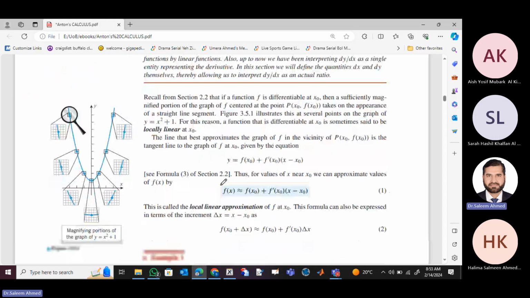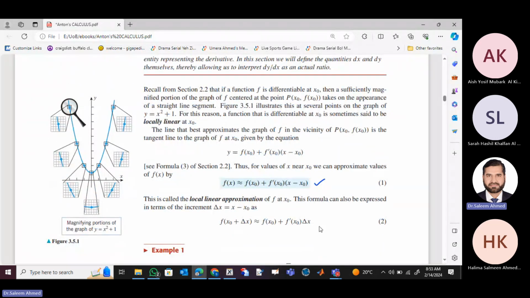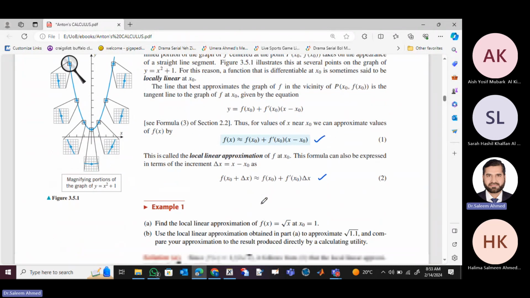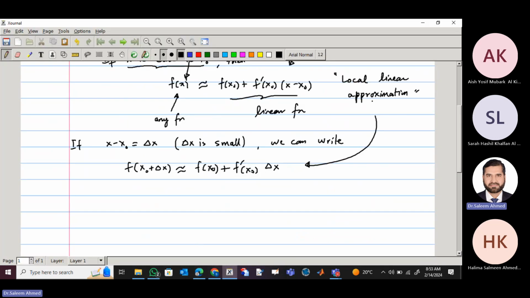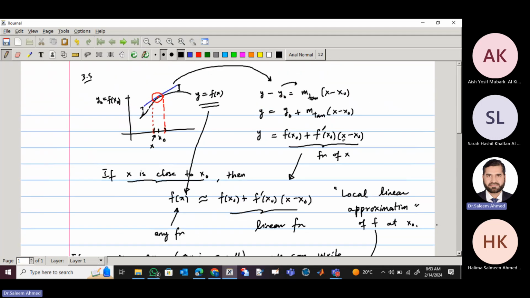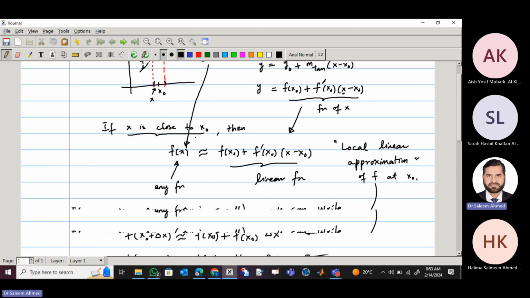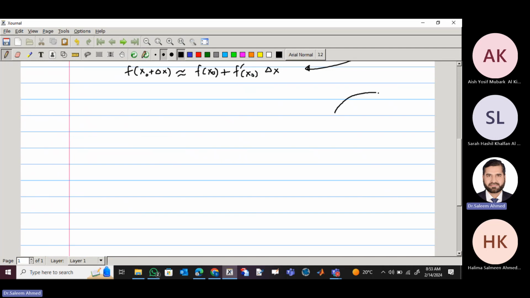If you see here, these are two things written here, this one and this one. This is called local linear approximation of f at x naught. If I change x naught, the approximation will change. If I take some other x naught here, my tangent will be like this. If I take x naught here, my tangent will be like this. So at every point, I can define a different local linear approximation.